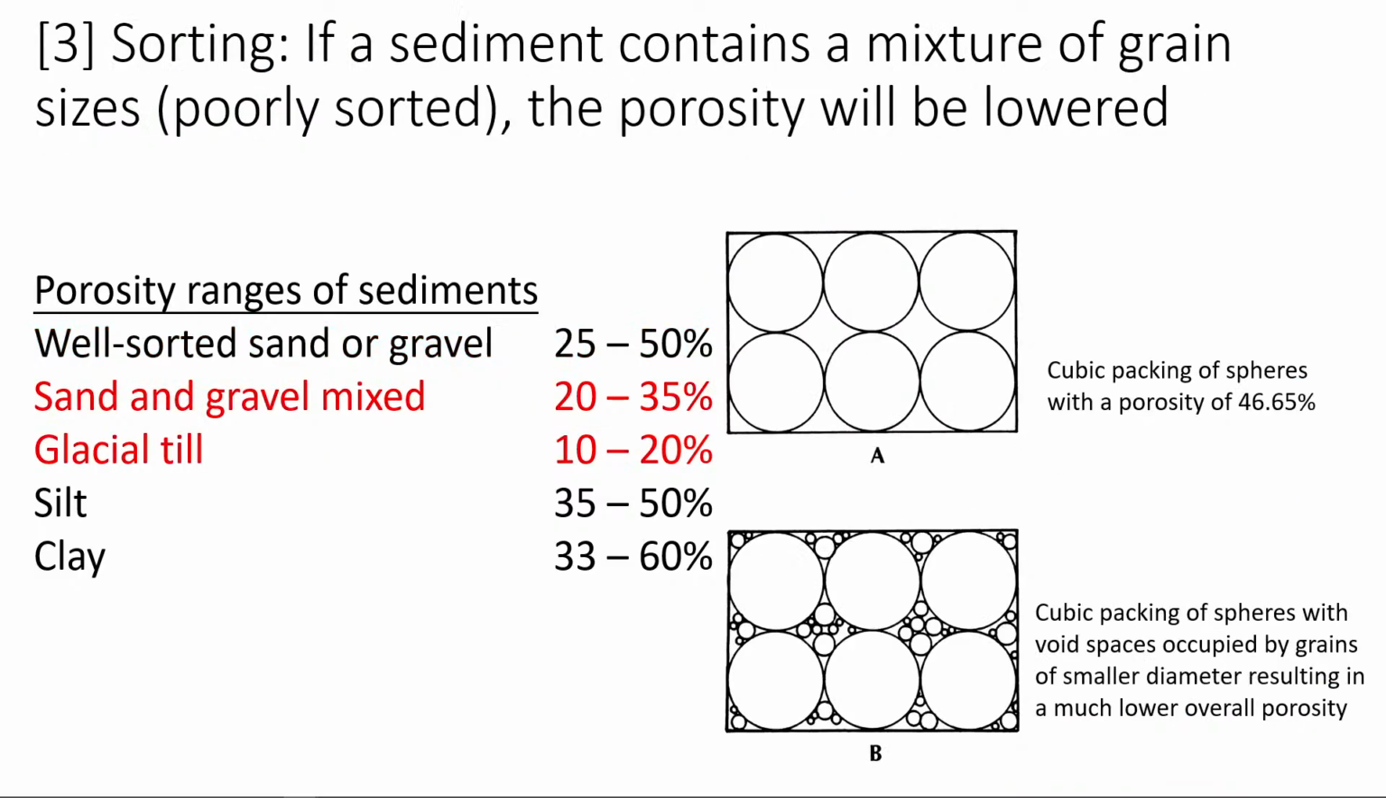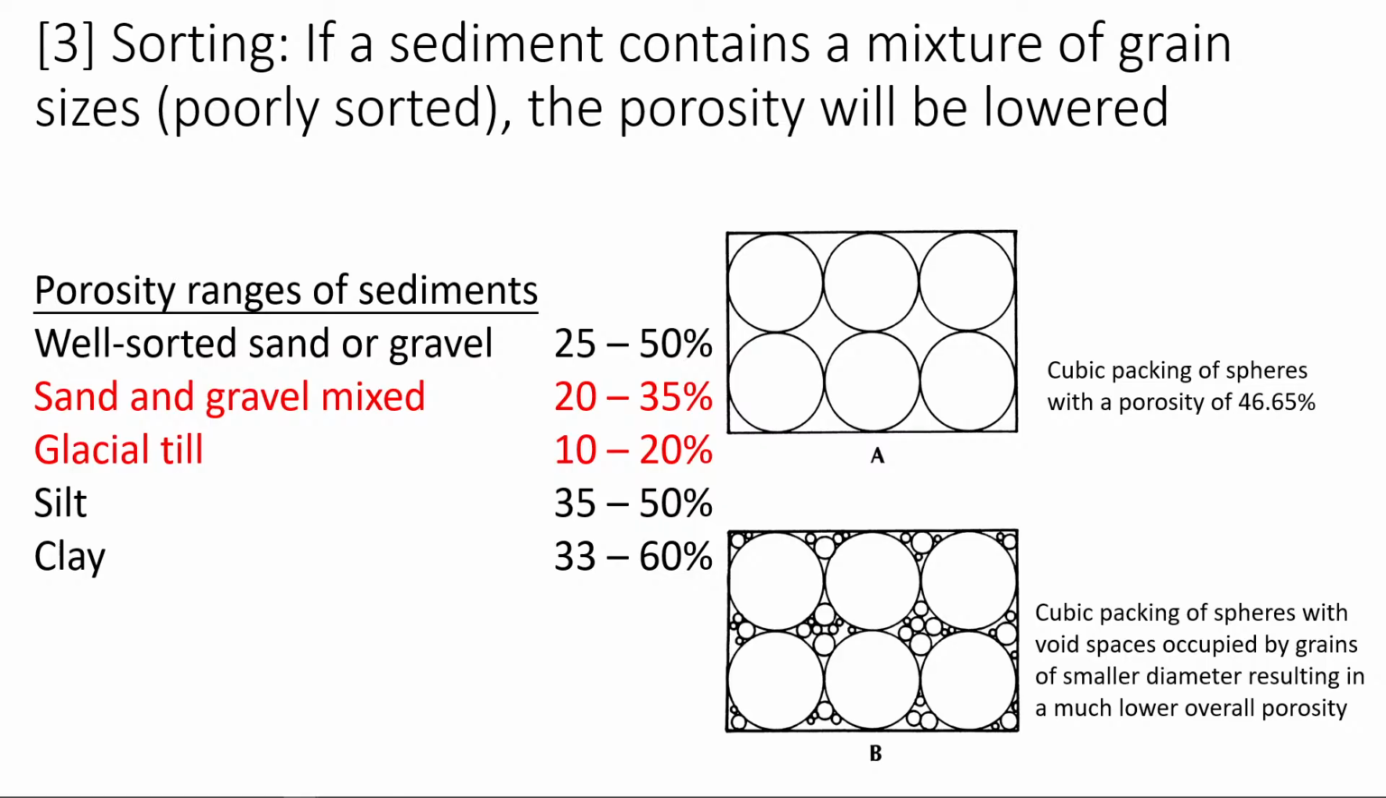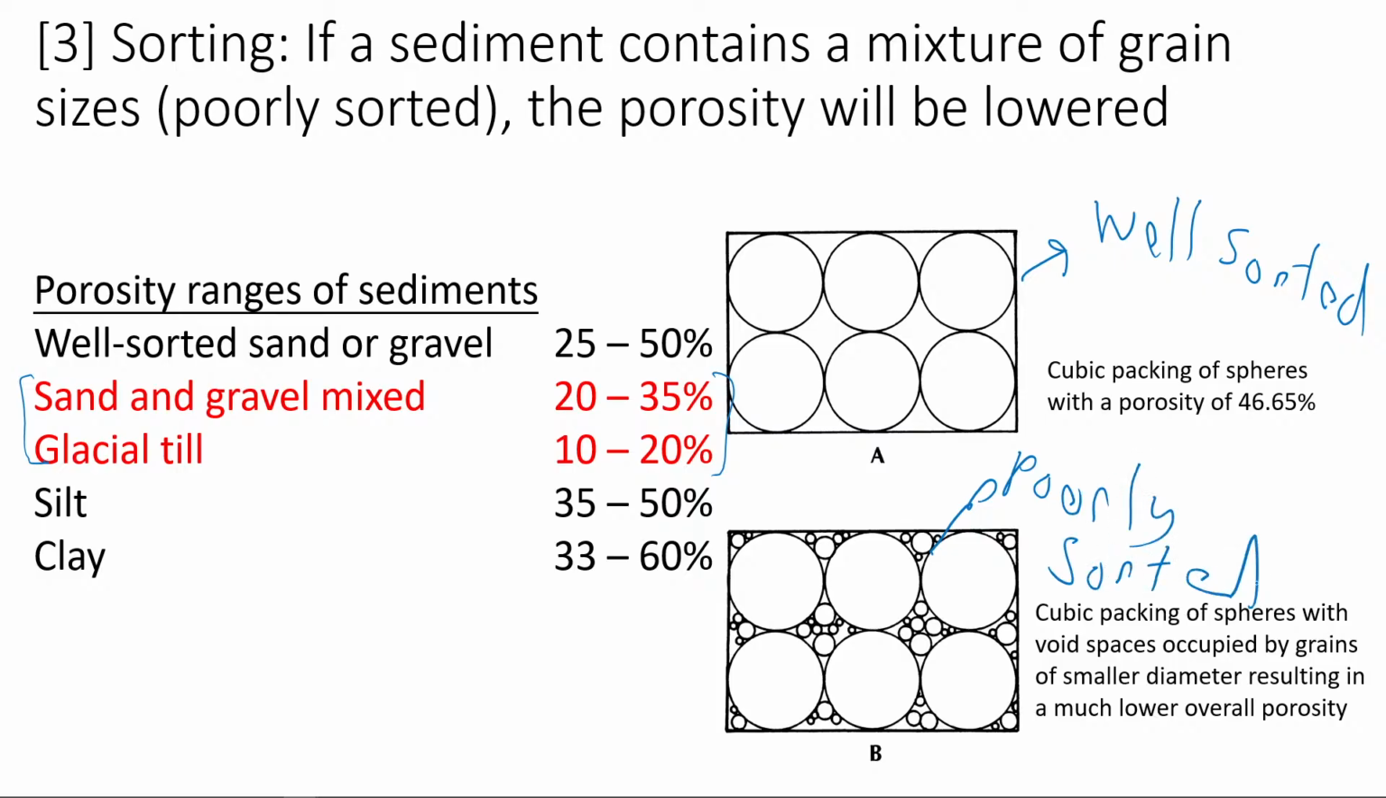So let's look at this one. Here, for example, sand, gravel, and textile. We will now know why these two have lower porosities than this one. Here, this is well sorted, and if a sediment contains a mixture of grain sizes, it is poorly sorted. So this is well sorted, and this is poorly sorted.